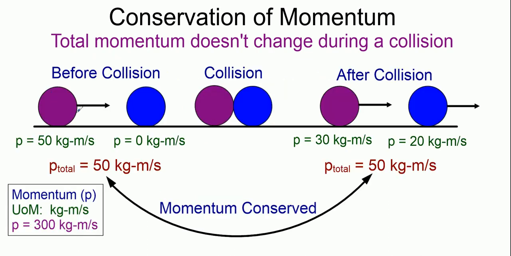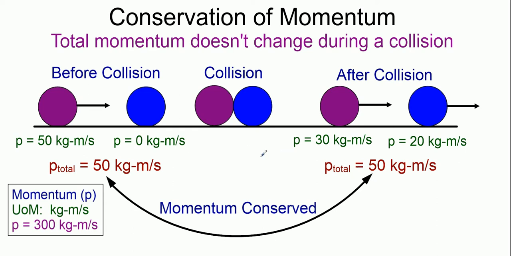I use this example of two balls colliding throughout. Before collision, there's a collision, and after collision. Let's see if this example demonstrates conservation of momentum, where the total momentum does not change. This guy has 50 and this guy has 0, so the total is 50 kilogram meters per second before. I use this to say, wait a minute, the before and after are the same. Is it? Yes, it is the same.